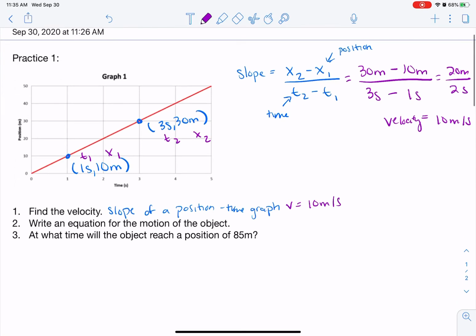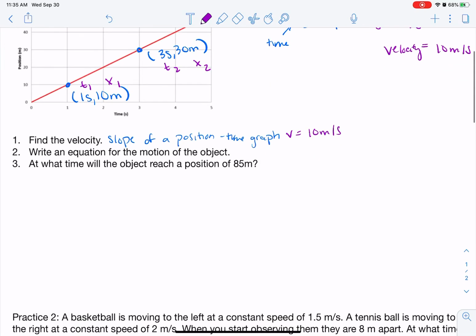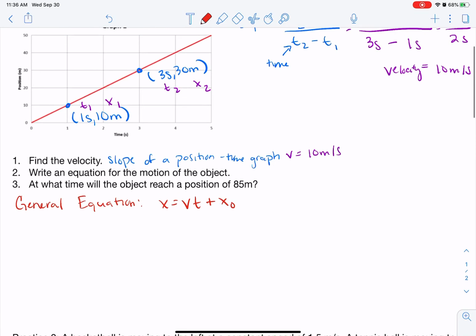All right, so now we're asked to write an equation for the motion of an object. I'm going to move down here for this. So we know our general equation is always x equals vt plus x naught. In this, x is position, v is velocity, t is time, and x naught is starting position. So we know what the velocity is because that's what we just calculated. And we have to find what is the starting position as well.